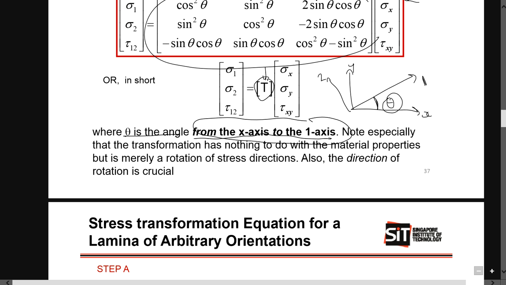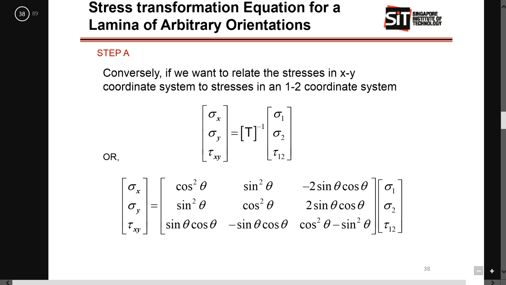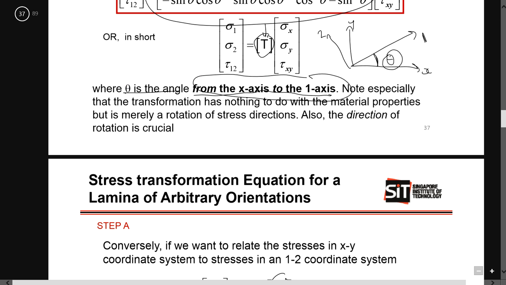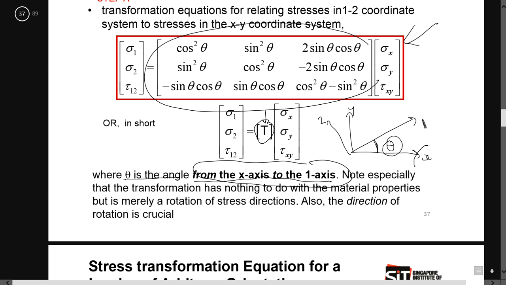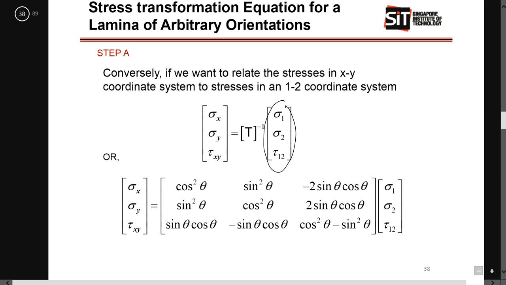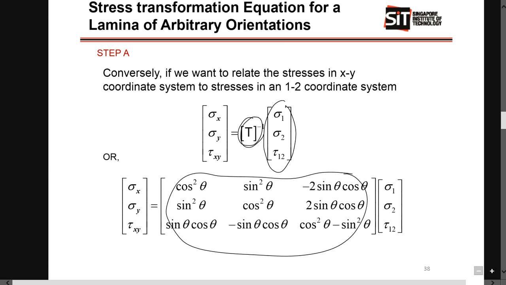That's all it is. And then if you come to here, what it is trying to say is that if you were to convert back from your sigma 1 and sigma 2, previously we converted from x to the 1 direction. Now we're actually moving back from 1 to the x direction. So therefore it's an inverse transformation, as you can see. The inverse transformation requires another equation, so the transformation inverse is this one.